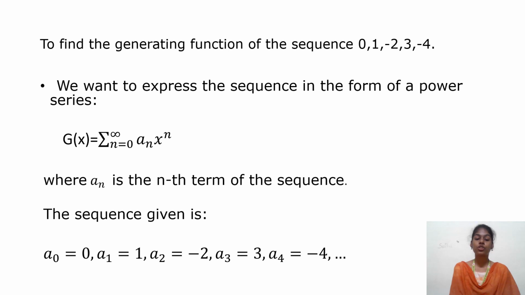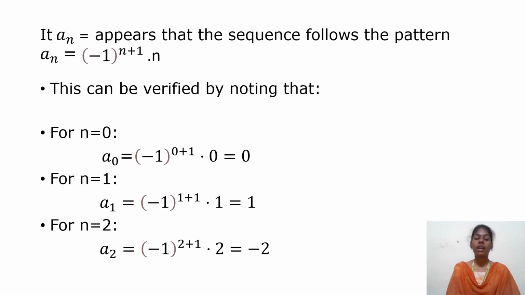G(x) equals the summation n = 0 to infinity of a_n x^n, where a_n is the nth term of the sequence. The sequence given is a0 = 0, a1 = 1, a2 = -2, a3 = 3, a4 = -4 and so on. It appears that the sequence follows the pattern a_n = (-1)^(n+1) times n.